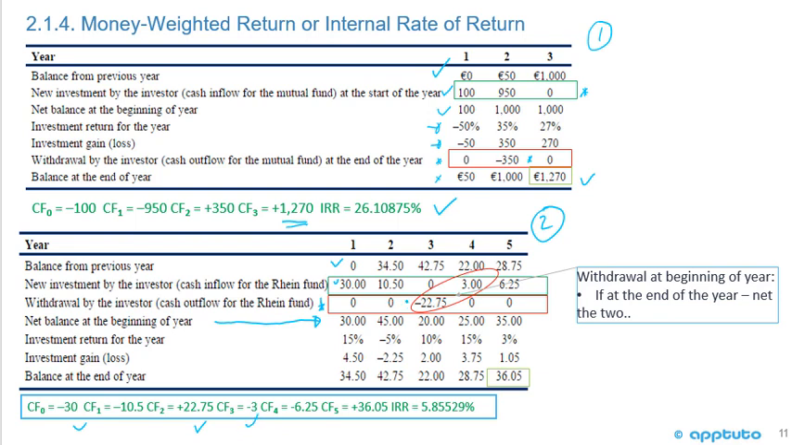Now, as I said, if that was at the end of year 3 and the beginning of year 4, you would net those off, but that's not the case. You have to read it very carefully because this is the beginning of the year. New investments are made at the beginning of the year and withdrawals are made at the beginning of the year.